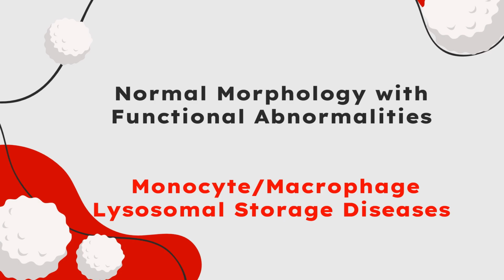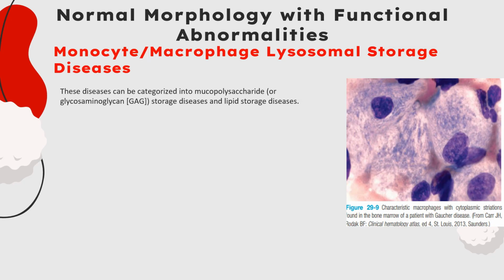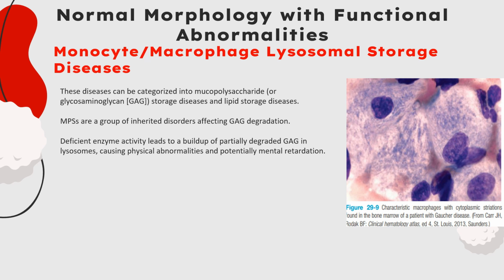Let's embark on a quest to understand monocyte/macrophage lysosomal storage diseases, which can be categorized into mucopolysaccharide storage diseases and lipid storage diseases. Mucopolysaccharidoses, MPSs, are a group of inherited disorders that affect the degradation of glycosaminoglycans, GAGs. Deficient enzyme activity leads to a buildup of partially degraded GAGs in lysosomes, resulting in physical abnormalities and potential mental retardation. MPSs are classified based on specific enzyme deficiencies, the type of stored GAG, and the severity of symptoms.